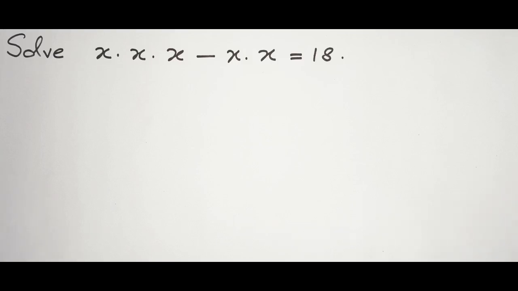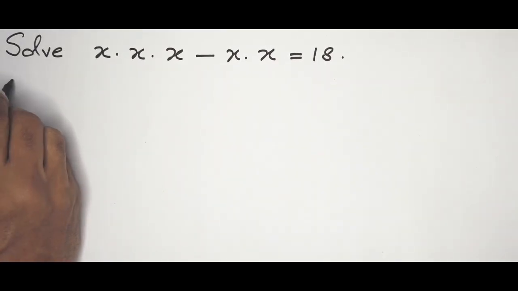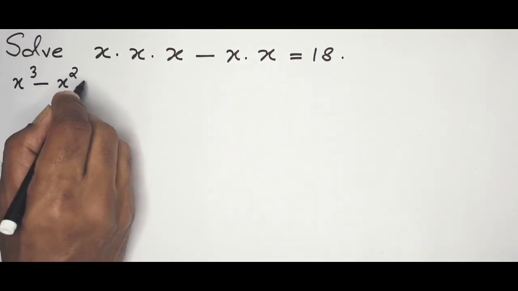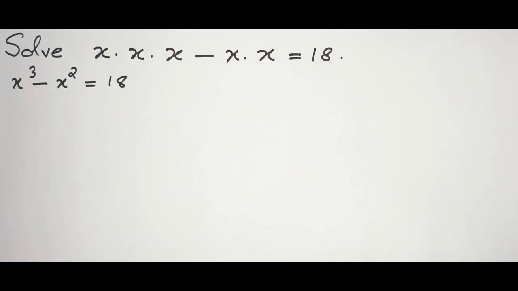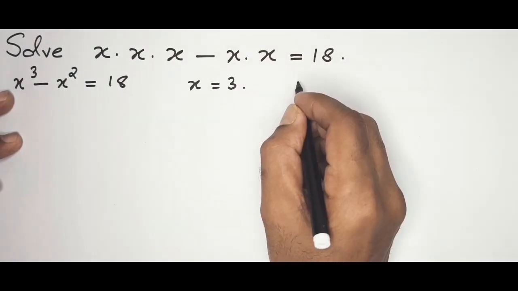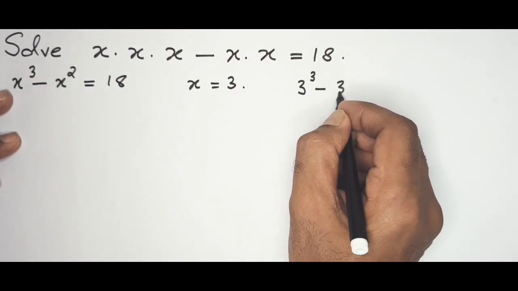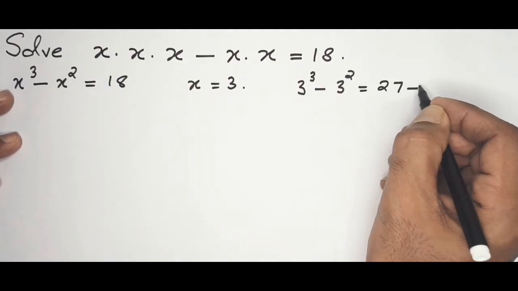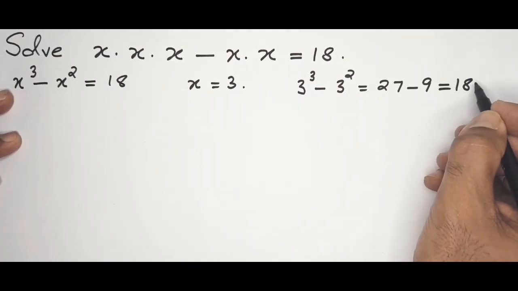Today we are solving an interesting exponential equation. The given equation may be written as x cubed minus x squared equals 18. See, one solution we can easily find just by looking at the equation through guesswork. That's just x equals 3. See, 3 cubed minus 3 squared equals 27 minus 9, and that's equal to 18.